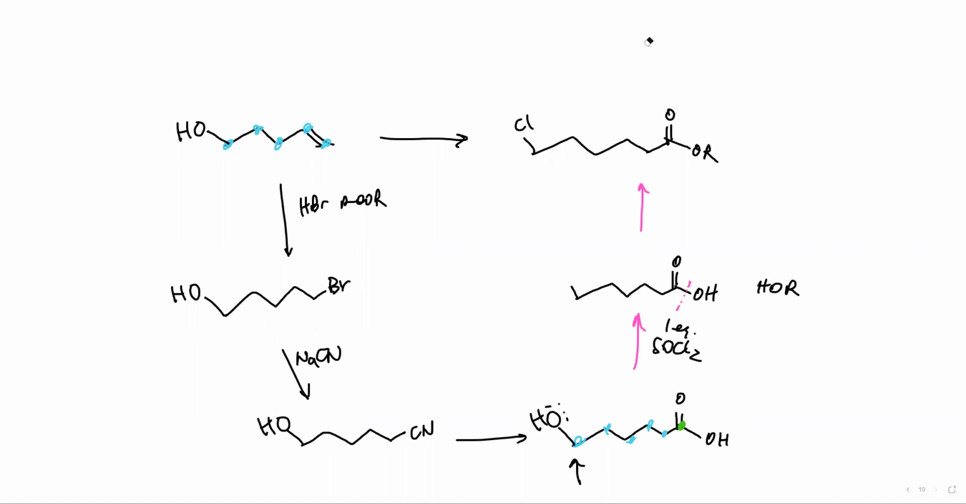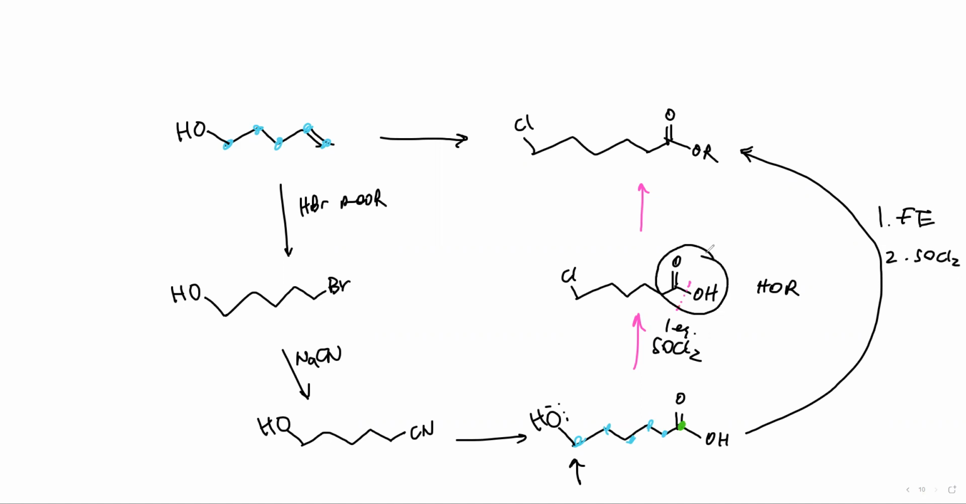We could do 1 EQ SOCl2 here, and that will turn this into Cl. But in my opinion, the better thing to do here would be to do the esterification first and then SOCl2, just to make sure. So in my opinion, the better process would be to first do Fischer esterification and then do SOCl2, because Fischer esterification is very specific to this guy here. Acid and alcohol is not really going to mess with this guy.